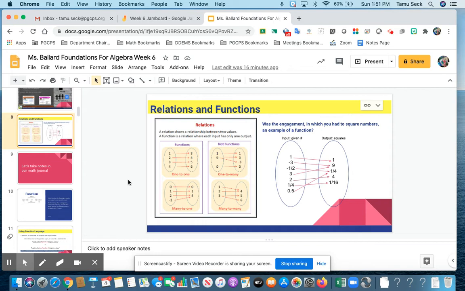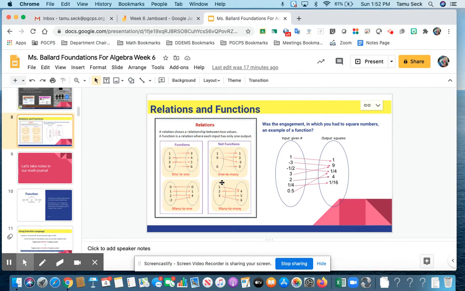A function is a relationship where every input has only one output. Okay. This one, which is 1-to-1, is a function. It's like the warm-up. When we drew the mapping diagram of the warm-up, every input had one output. This one is called many-to-1. You see, the output 4 has 2 inputs. This still is a function. An output can have more than one input, but an input cannot have more than one output.